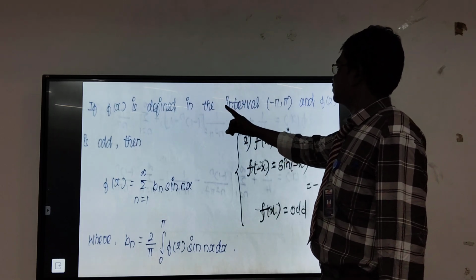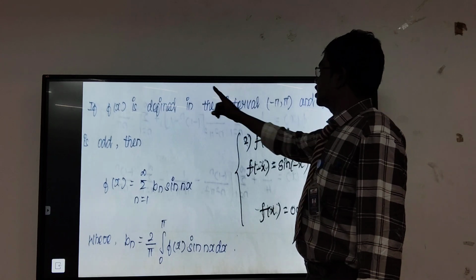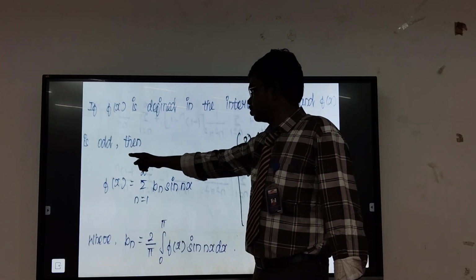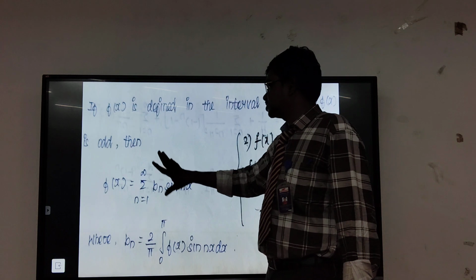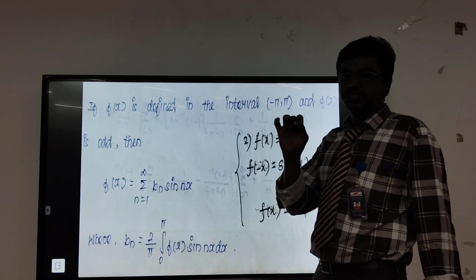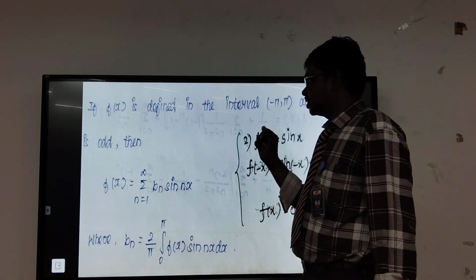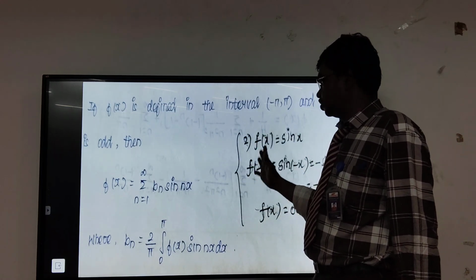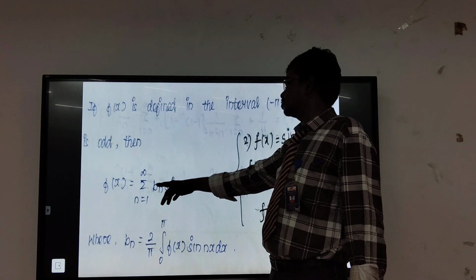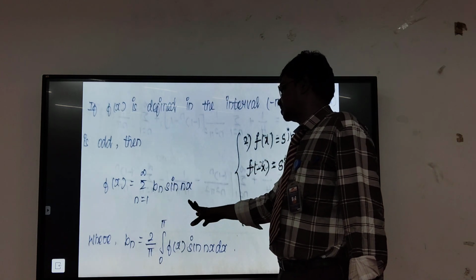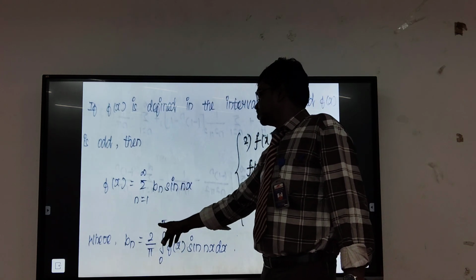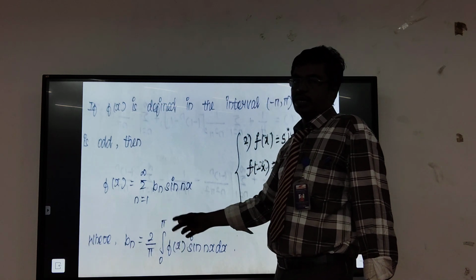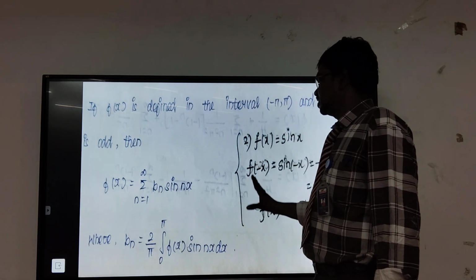So if f of x is defined in the interval minus pi, pi, and f of x is an odd function, then the formula contains only the Fourier coefficient bn. Here a naught and an are 0. Therefore, f of x equals sigma n equal to 1 to infinity bn sin nx, where bn is 2 by pi integral 0 to pi f of x sin nx dx.